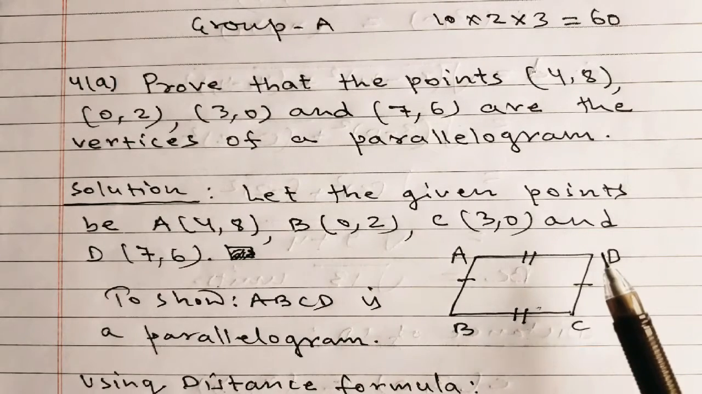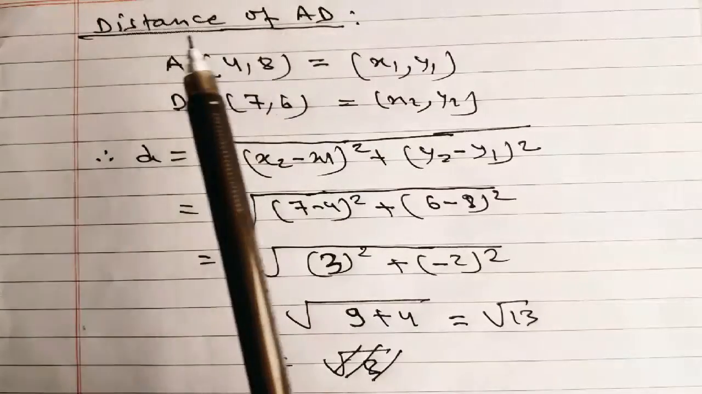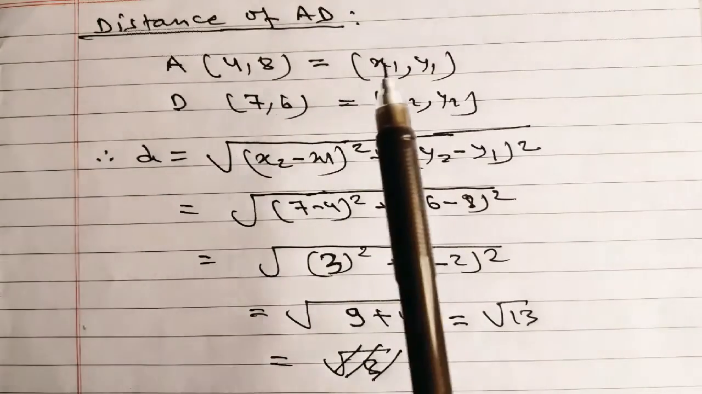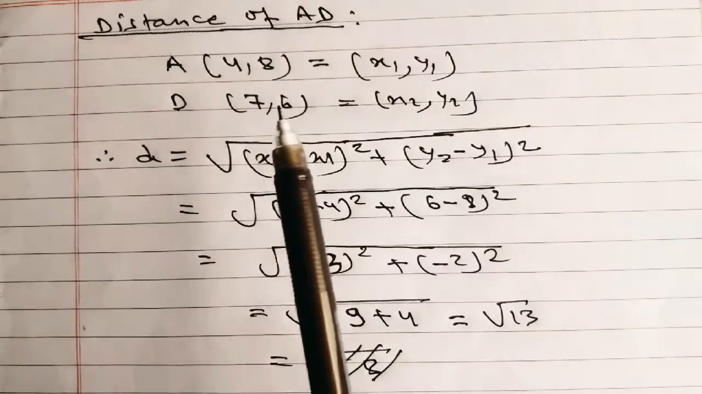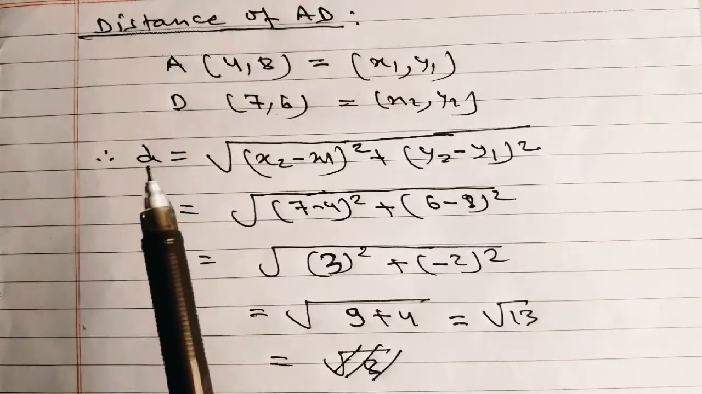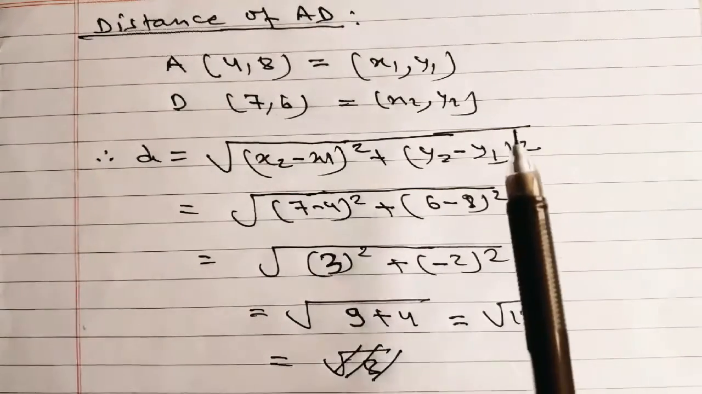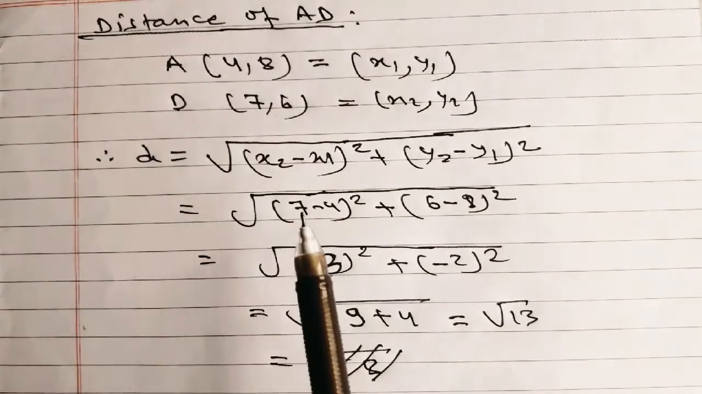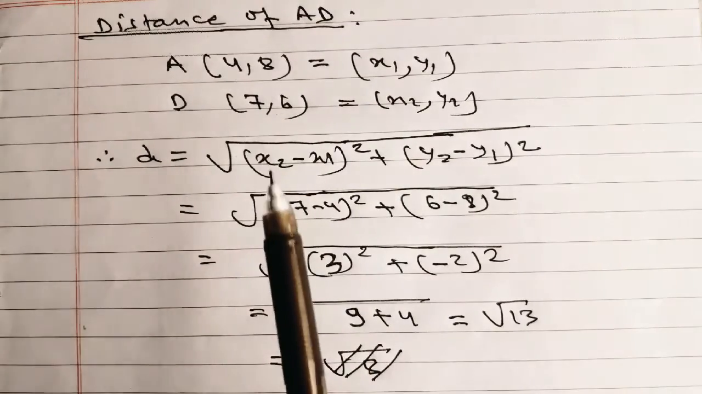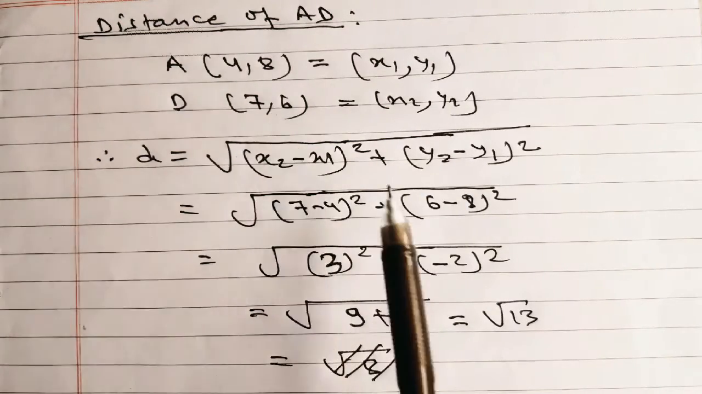Now we have to find the length of the remaining side AD. The length of the side AD, or we can say the distance between A and D, supposing x1, y1 and x2, y2: the point A is (4, 8) and the point D is given as (7, 6). Now by using the distance formula, d is equal to root of (x2 minus x1) whole square plus (y2 minus y1) whole square. The value of x2 minus x1 means 7 minus 4, whole square, plus y2 minus y1 means 6 minus 8, whole square.